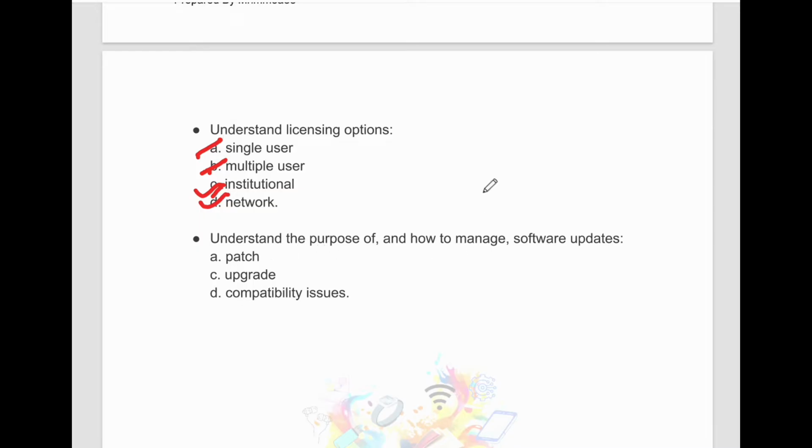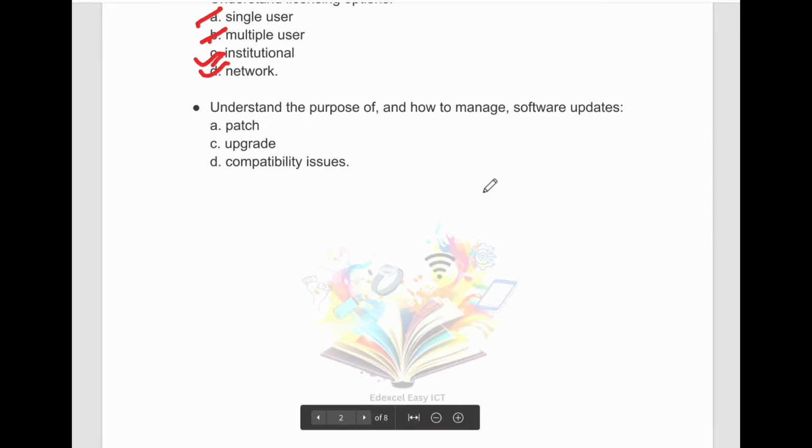Understand the purpose of and how to manage software update, patch, and upgrade compatibility. This is one of the common questions. Sometimes they will ask you why we need a software patch, why we need to upgrade our software. If we don't upgrade our software, there is a chance of vulnerabilities. What are the compatibility issues?